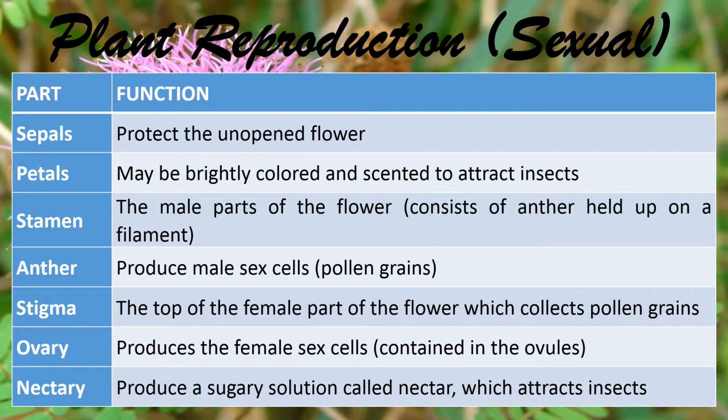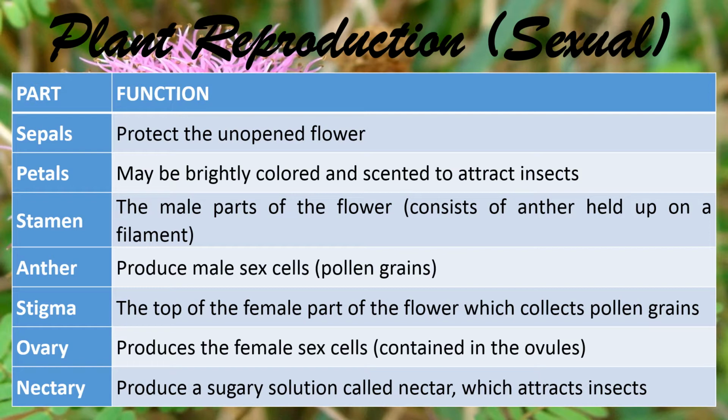The main reproductive part of a plant is the flower. The flower has a male and female part. The male part is the stamen, which is made up of the anther and the filament. The anther is where the pollen grains, or the male sex cells of the flowers, are stored. The female part is called the pistil, and the pistil is made up of the stigma, the style, and the ovary. The ovary is where the ovules, which are the female sex cells, are held.